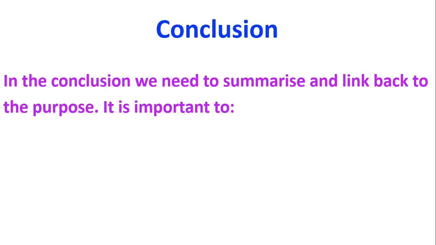For our conclusion, there are 3 things that you need to be able to do. So the first thing you've got to be able to do is give a brief summary of your analysis. So looking back at that analysis, summarise what you found. Shape, centre, spread, shift, and inference.